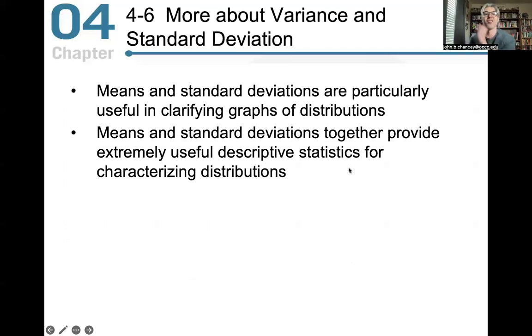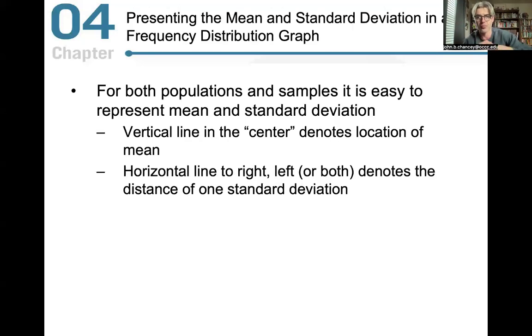More about variance and standard deviation. Mean and standard deviation are particularly useful, especially when we're talking about graphs of distributions. They tell more of the story. Mean and standard deviation together give more context to those descriptive statistics that help us describe the distribution, the characterization of our distribution, like how spread out it is.